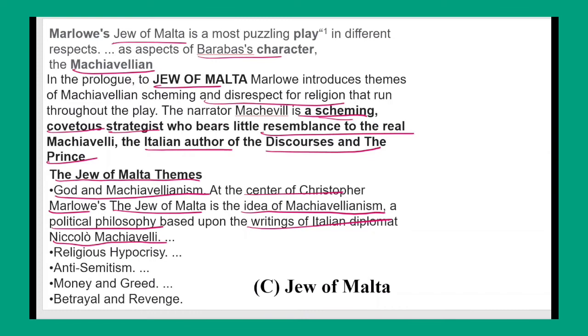So what is the theme of this Jew of Malta? The important themes of Jew of Malta are religious hypocrisy, anti-Semitism, money and greed, betrayal and revenge. So these are all about the Jew of Malta. So what is the right answer here? The right answer is the Jew of Malta.